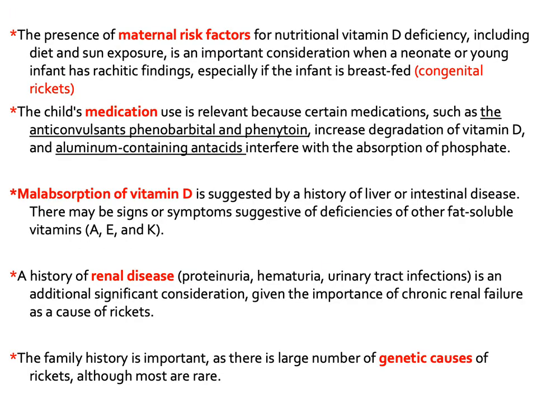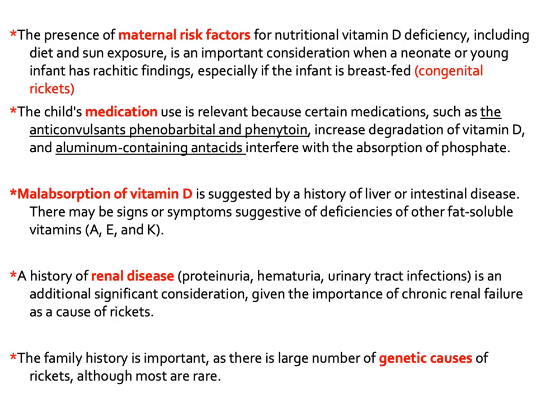The presence of maternal risk factors for nutritional vitamin D deficiency, including diet and sun exposure, is an important consideration when a neonate or young infant has rachitic findings, especially if the infant is breastfed. This is what is called congenital rickets. Congenital rickets appears earlier, during the neonatal period and young infancy, while other forms of rickets we see in the later or second half of the year. This is because of maternal risk factors, because she is deficient in vitamin D during pregnancy, and her breast milk is not sufficient because she is deficient in vitamin D.